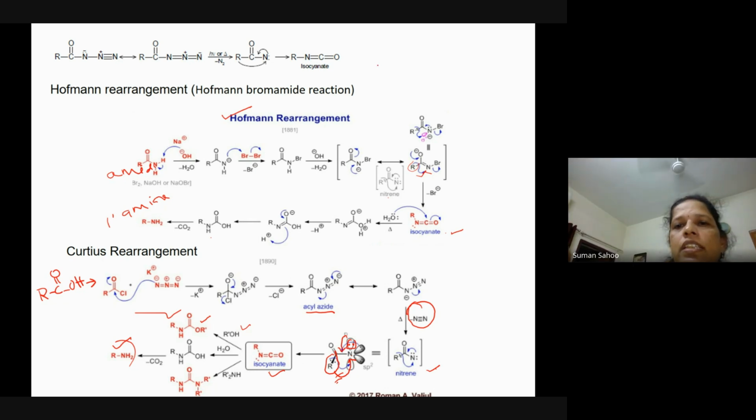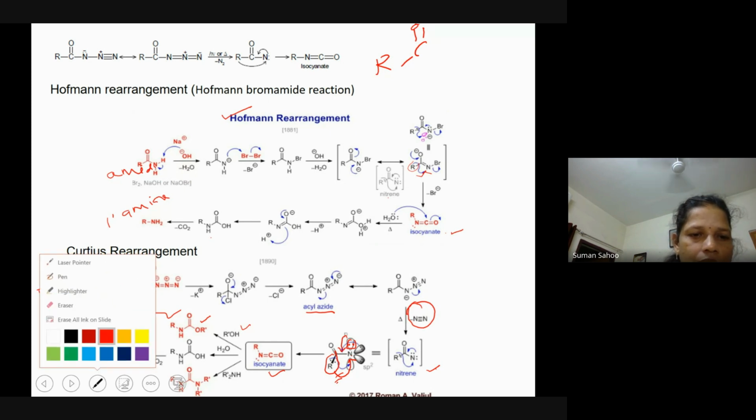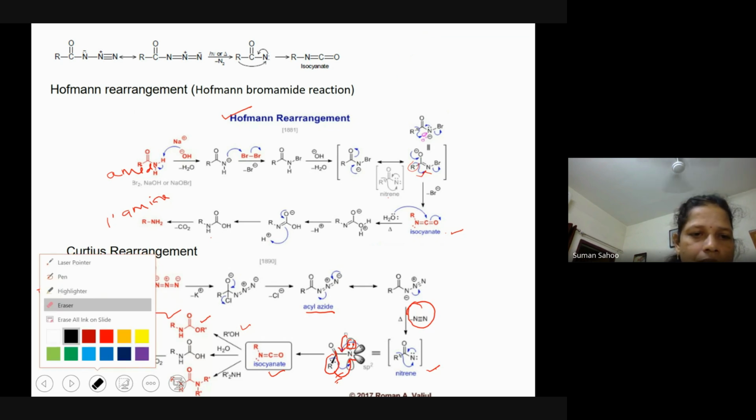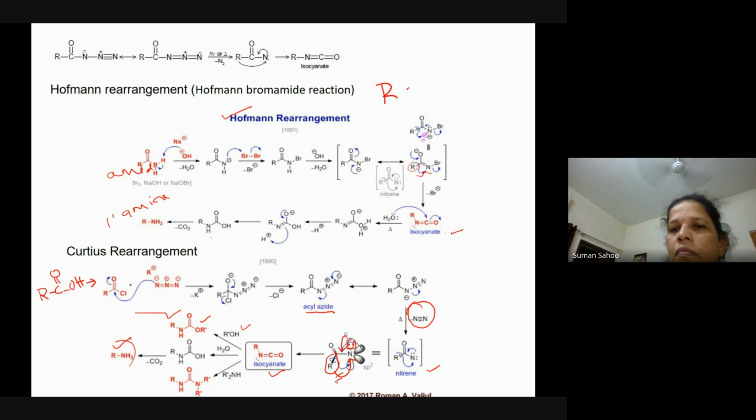Here we have R C double bond O. There is N with a lone pair of electrons, and another lone pair, which we will not show. This lone pair of electrons is reactive. So what happens here is a 1,2 alkyl shift: the R group moves along with its bond pair of electrons to this position, and this one comes here, okay, that forms your isocyanate.